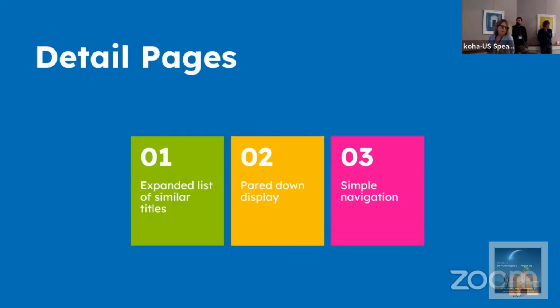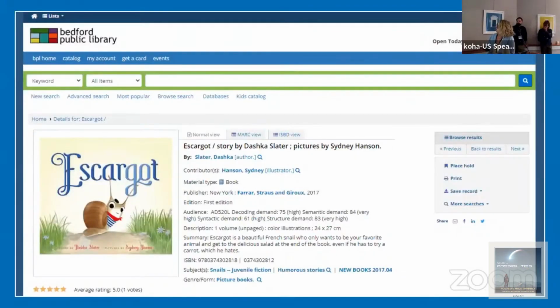I think in ours, we removed the ISBN, the edition, the print button, anything about purchase suggestions, saving records. We removed all of those things, just trying to make things really simple. And then go ahead and go to the next screen.